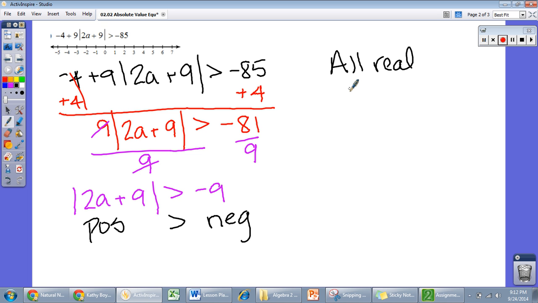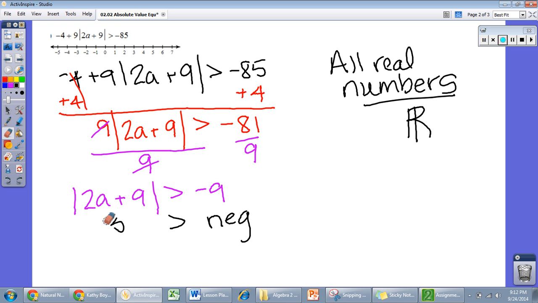Any number we put in place of a, multiply by 2 and add 9, and then take the absolute value of it, is going to allow this to be greater than a negative number. The other symbol that is often used for representing all real numbers is this funny shaped R with an extra line in it. What if you didn't notice and you kept on solving? Let's take a look at that.